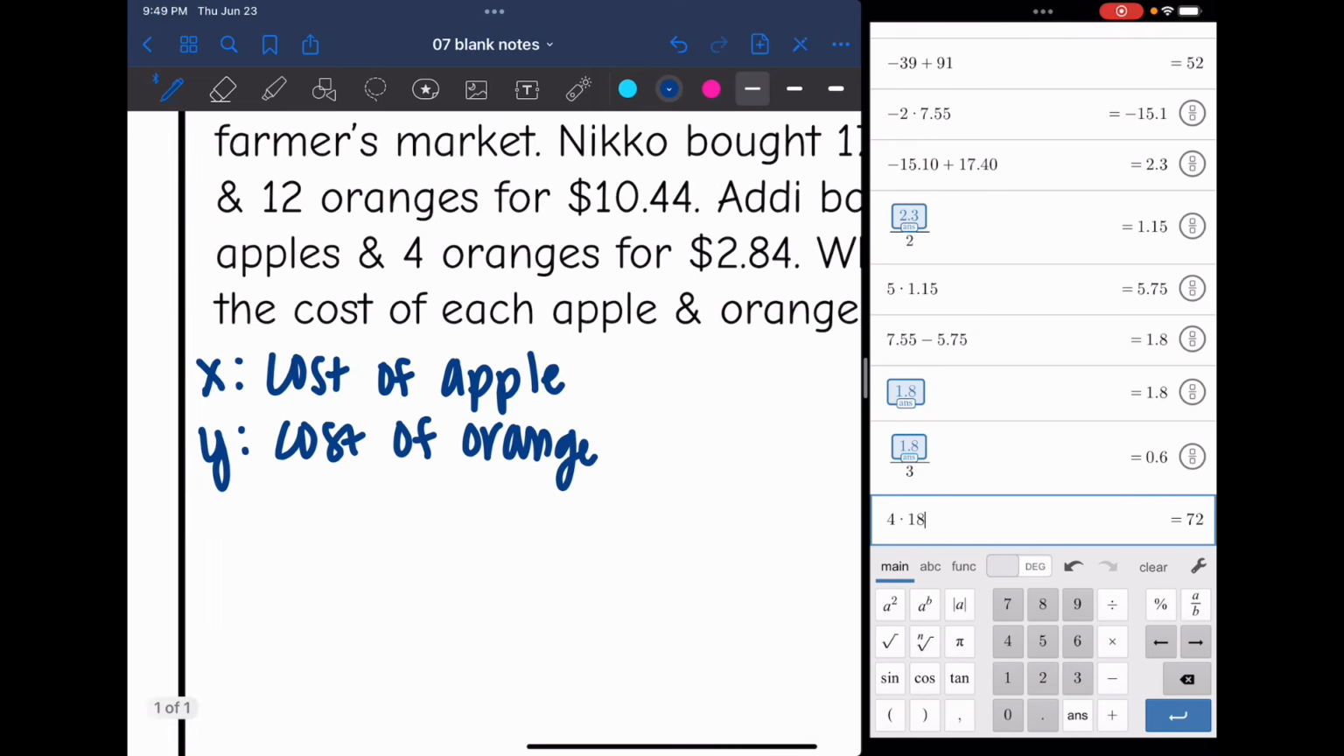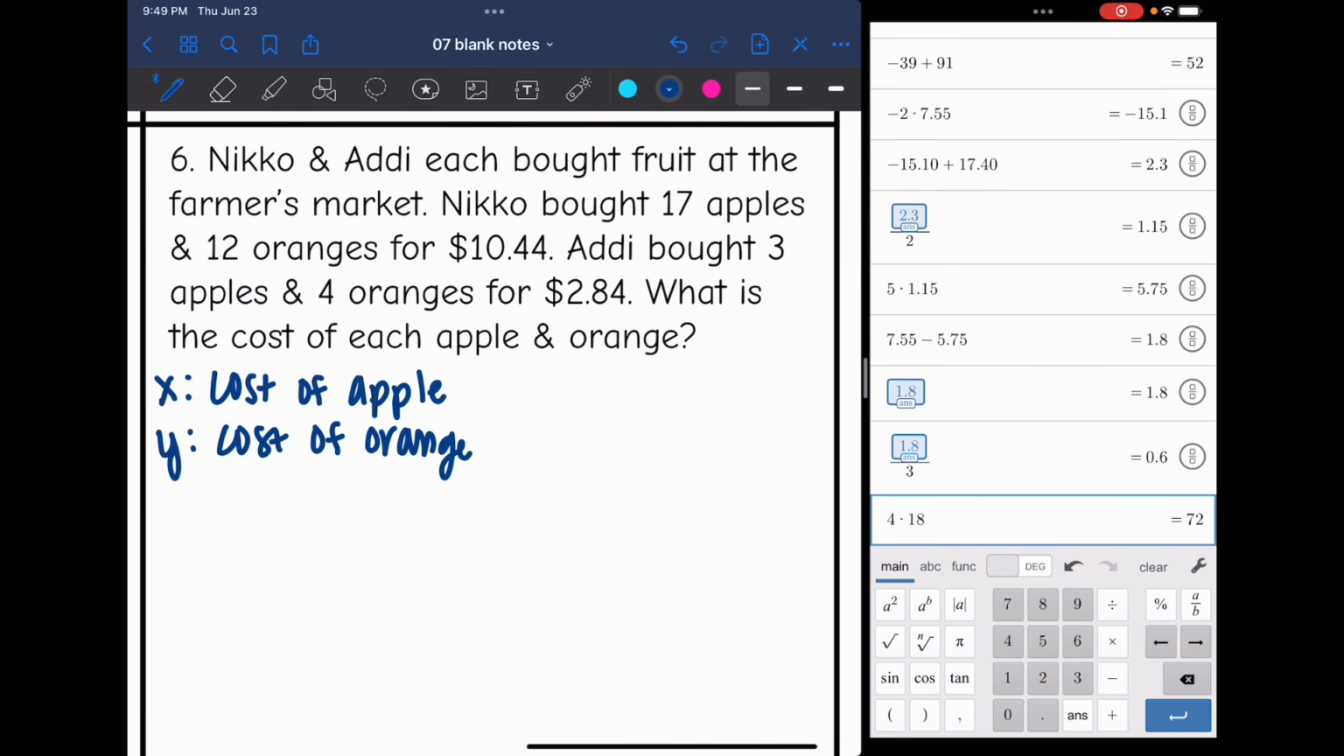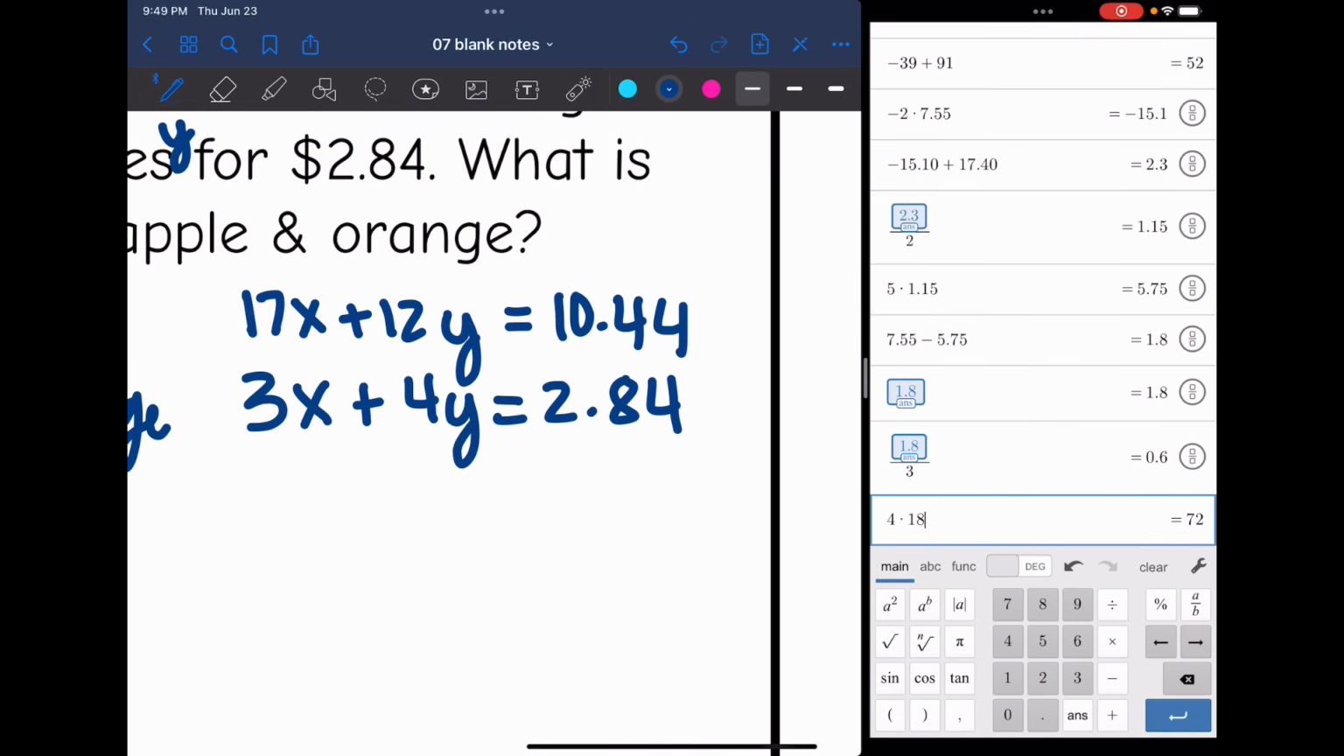And now I can write my two equations. Nikko bought 17 apples, so 17x, and 12 oranges, so 12y, for $10.44. So that would be 17x plus 12y equals $10.44. And then Addi bought 3 apples, so 3x, and 4 oranges, so 4y, for $2.84. So Addi's is 3x plus 4y equals 284. All right, now I just need to solve this system.